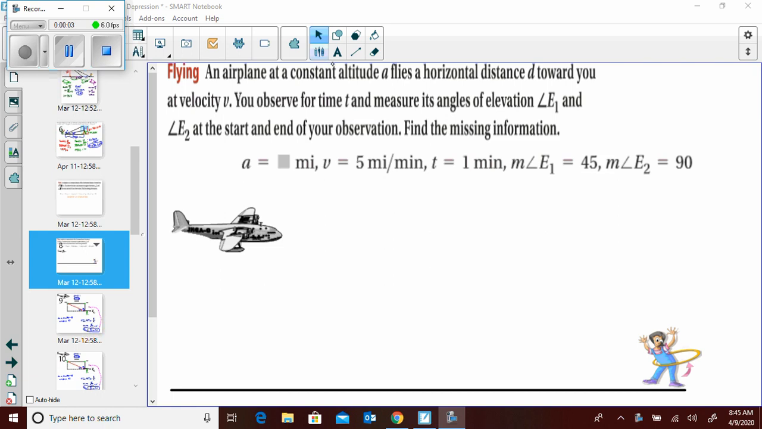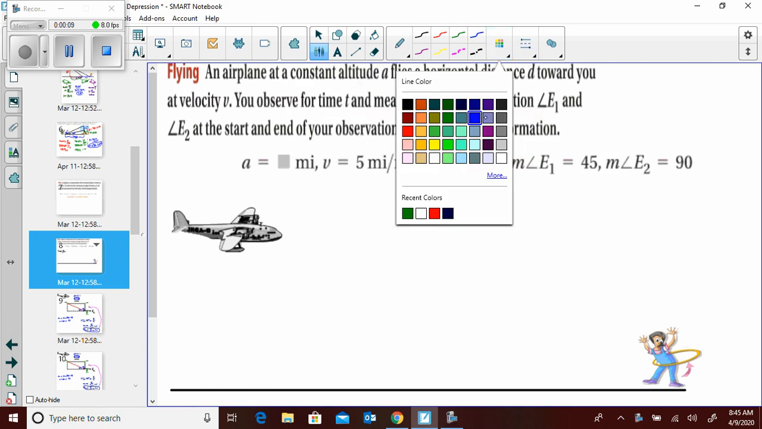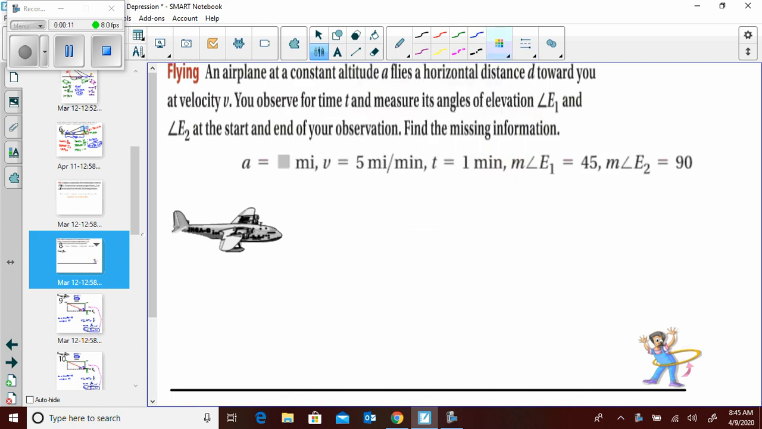Okay, guys, here is going to be an application of a challenging problem involving angle of elevation. Let's look here first at what we have. We have a plane flying at an altitude of A. So that's what we're going to be solving for. It's flying at a distance towards you. Okay, it's flying towards you.